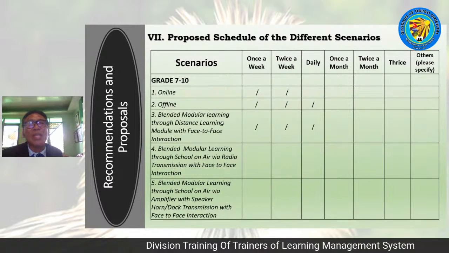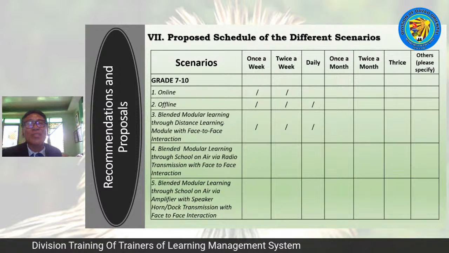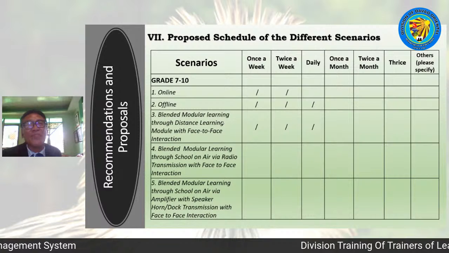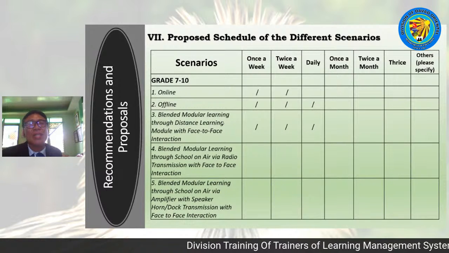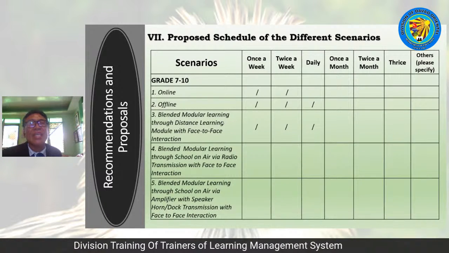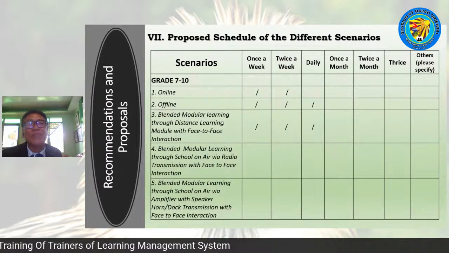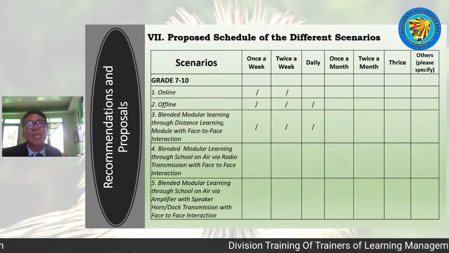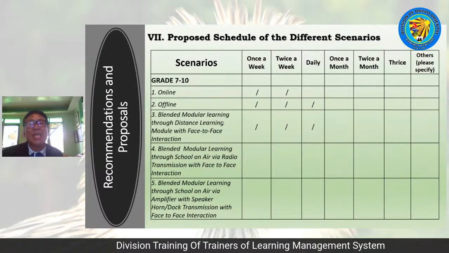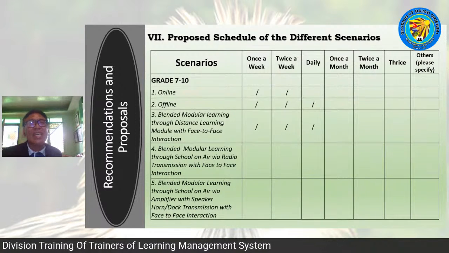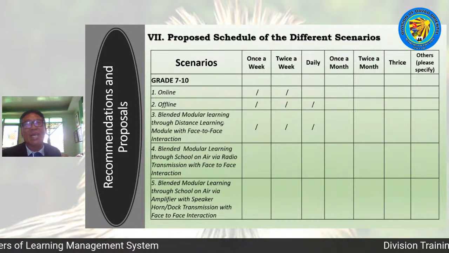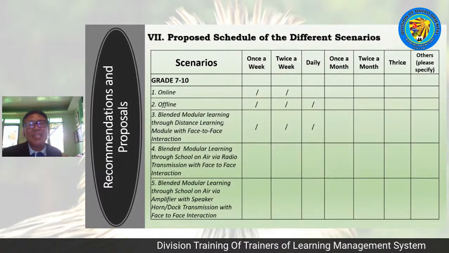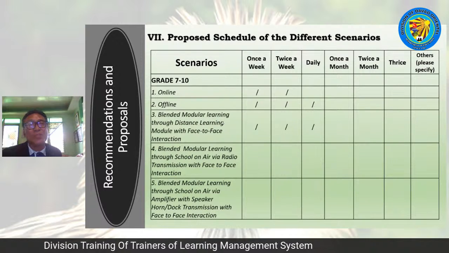Okay, next. Grades 7 to 10, online we have 2, so once a week and twice a week. But offline, the same 3. And they also choose the modular learning through distance learning module with face-to-face interaction. So it depends upon the schools na anong gusto nila, twice a week ba, once a week, or daily, ang pag-meet ng mga kabataan.